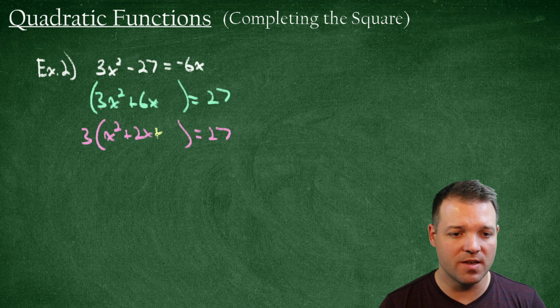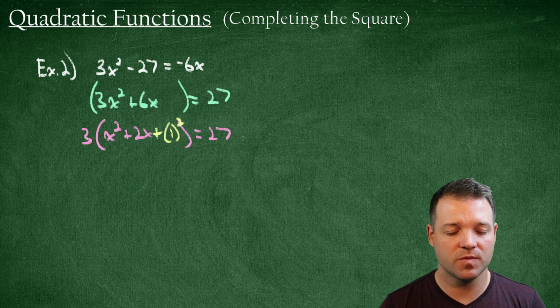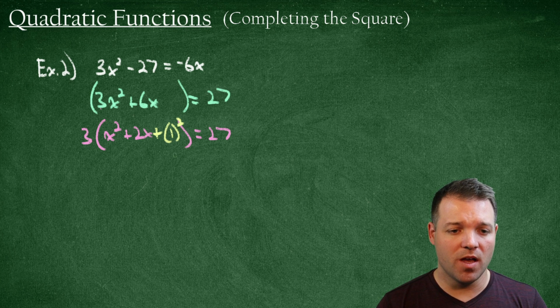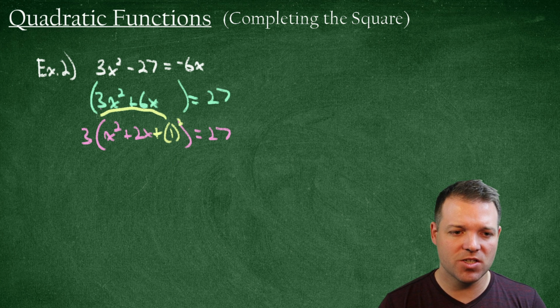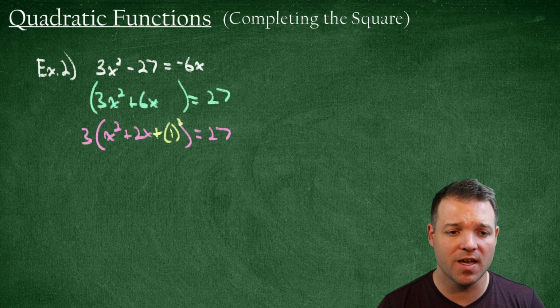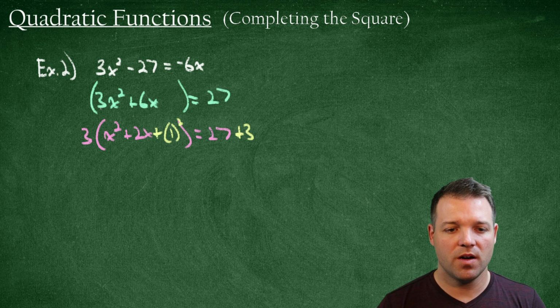So that is going to be, now b is 2. 2 divided by 2 is 1 squared. And now I just added how much to the left-hand side? Well, I added 1 squared, which is 1, but that is actually times 3. 1 times 3. So I actually added a total of 3 to the left-hand side. So I need to add 3 to the right-hand side. All right, now we're good to go.